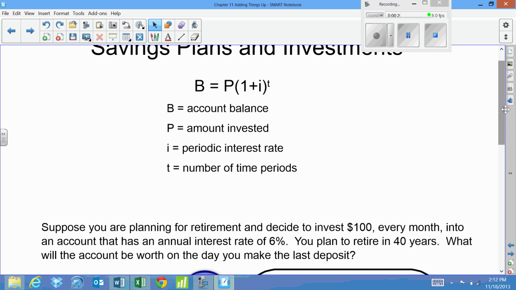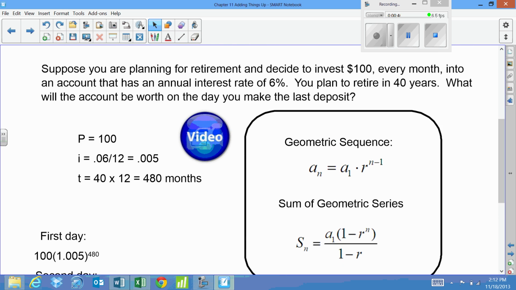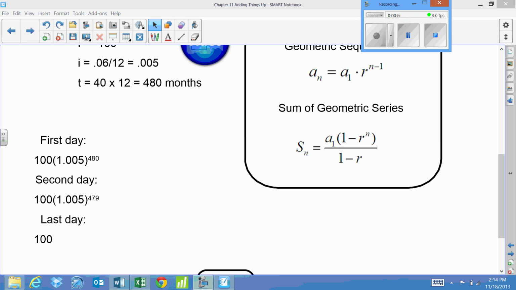So we've got our savings plan and investment formula up here. We know that our account balance is going to equal our principal, our amount invested, times 1 plus our periodic interest rate to the t power, which is our number of time periods. But we want to retire. What will the account be worth on the day you make the last deposit? This one, we are going to want to sum up our series to determine how much total we will have.